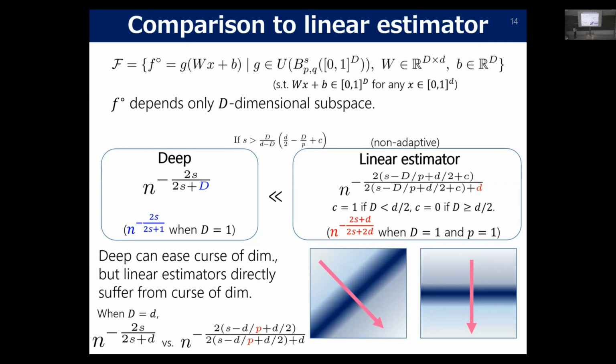If capital D equals small d, there appears this comparison. This is a classic comparison appearing in Donoho and Johnstone's paper. They analyzed the effectiveness of wavelet shrinkage. So this is the rate of convergence for the wavelet shrinkage, and this is the rate of convergence for the linear estimators.